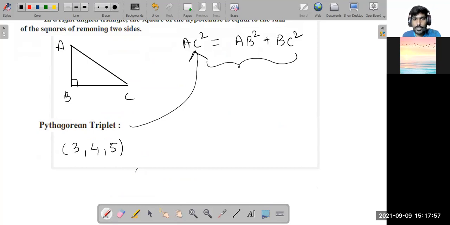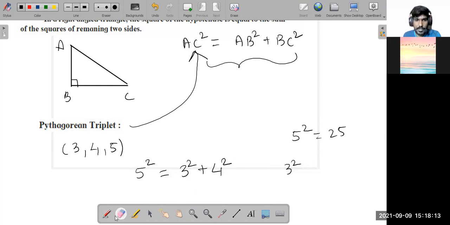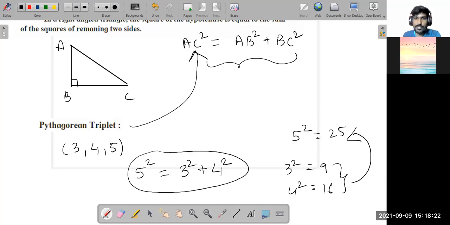Why? Because if you see, 5 square will be equal to 3 square plus 4 square. You can check. 5 square is 25, 3 square is 9, and 4 square is 16. If you add 9 plus 16, you will get 25. So this equation is satisfied. But if I add 25 and 16, I should not get 9. So there is a rule for that.